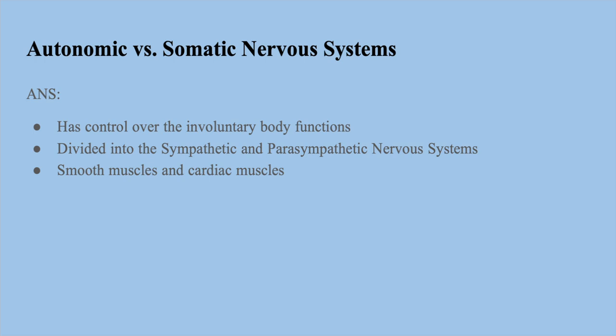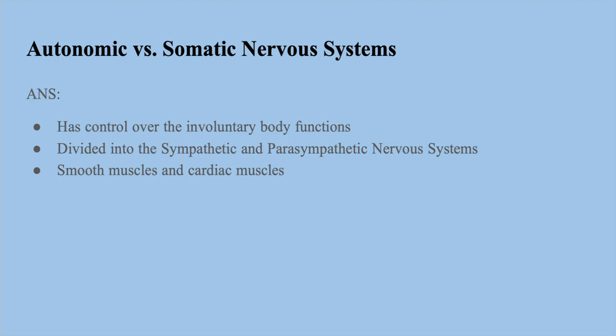First, we're going to be talking about the autonomic nervous system. This system has control over the involuntary body functions, and it can be divided further into the sympathetic and parasympathetic nervous systems, which we will discuss in a later video.